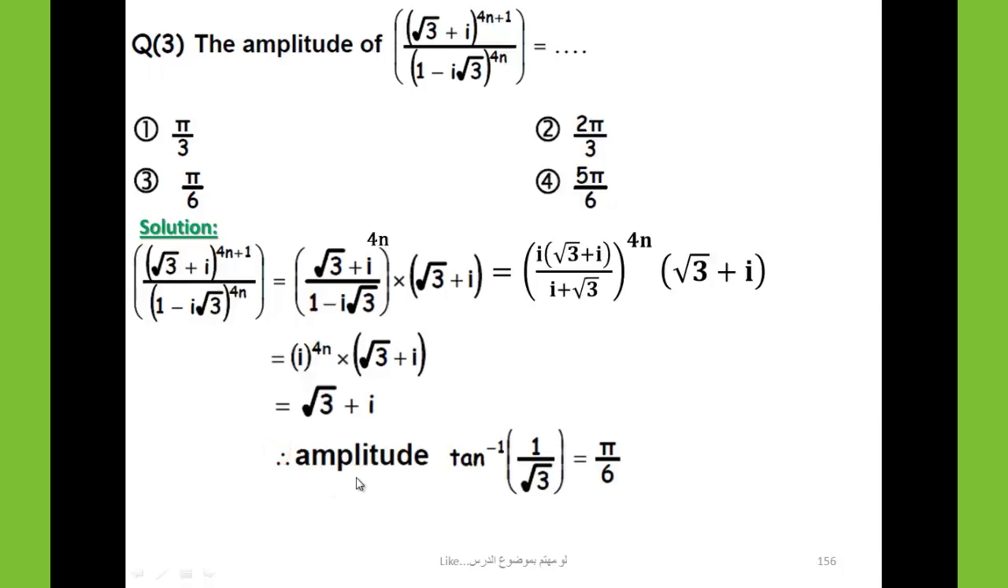And the amplitude equals tan inverse of 1 over root 3. It equals pi over 6, or 30 degrees. Okay, first we simplify the fraction.